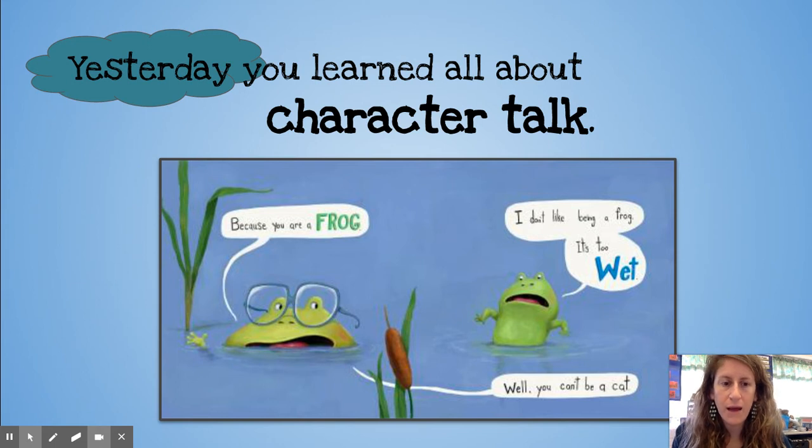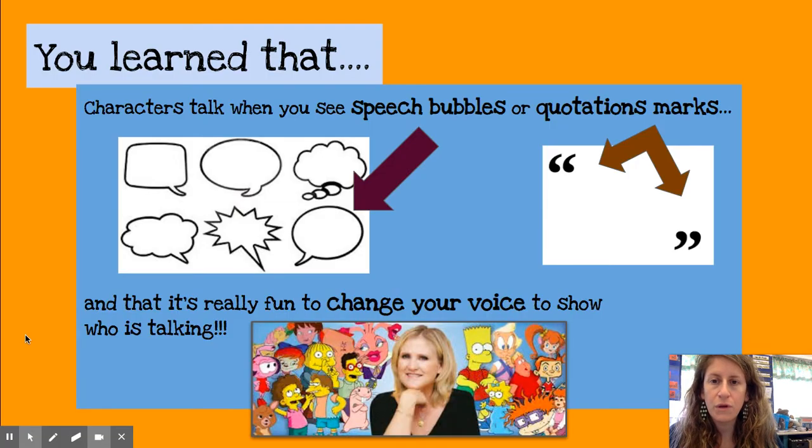Okay, so in our last reading workshop lesson, we learned all about character talk. Here you see some cute little frogs chatting in the pond. You learned that characters talk when you see speech bubbles. You learned that when you see quotation marks, you have characters talking, and you learned that it's really fun to change your voice to show which character is talking.